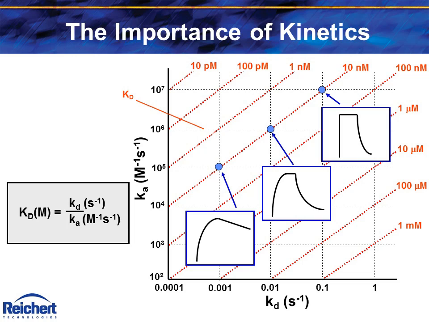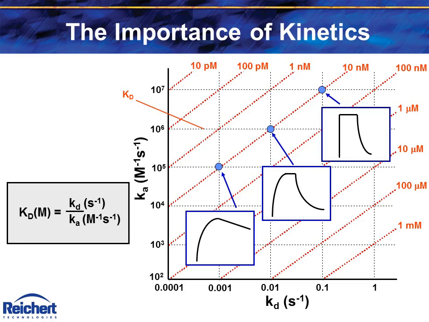Why are kinetics important? Mathematically, the equilibrium dissociation constant is defined as the off rate, or the dissociation rate constant, divided by the on rate, or association rate constant. If we look at our plot of the on rate versus the off rate, we can see that interactions with vastly different on and off rates can have the same equilibrium dissociation constant, or affinity. In this example, three completely different interactions all have a 10 nanomolar affinity.